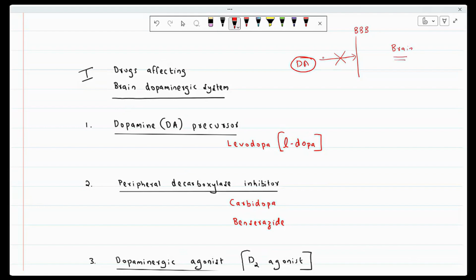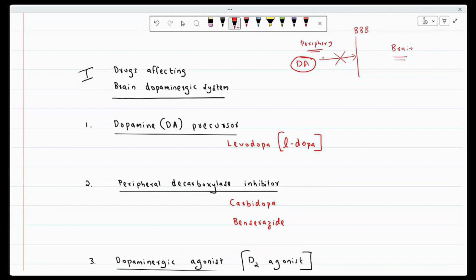So even if you give dopamine, there is no use. That is the first point you need to remember. Moreover, dopamine will be readily metabolized in the periphery. If you give dopamine, it will be immediately metabolized in the serum. So that is also one reason. So giving dopamine as such is not a treatment. You cannot give it as a treatment.